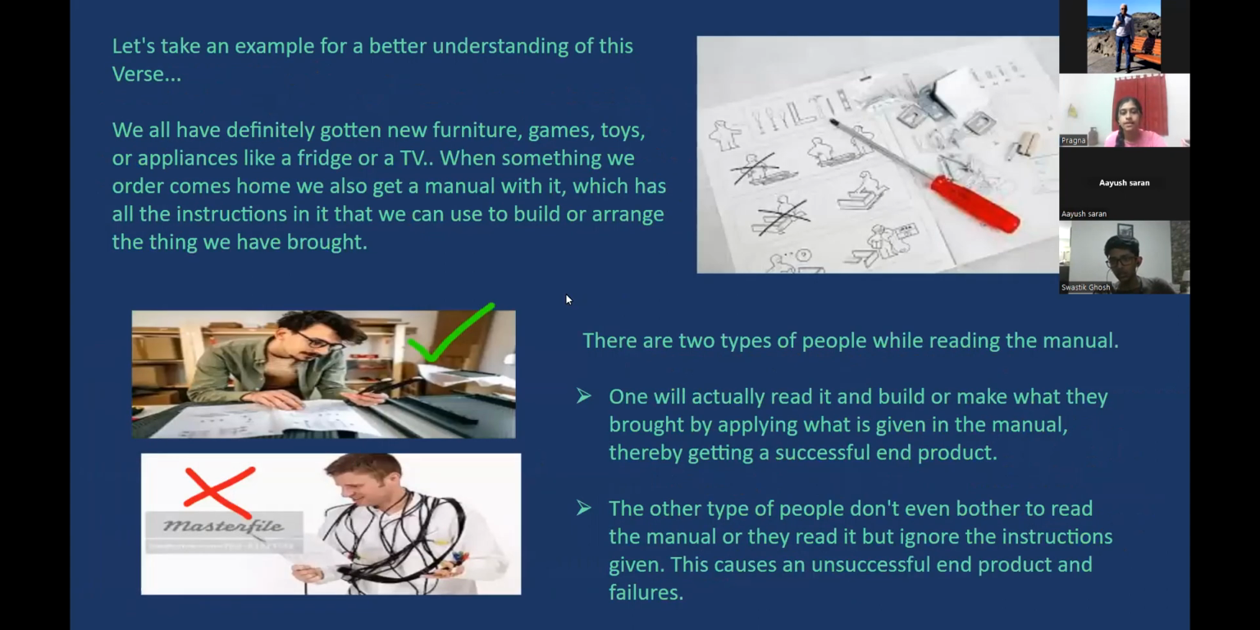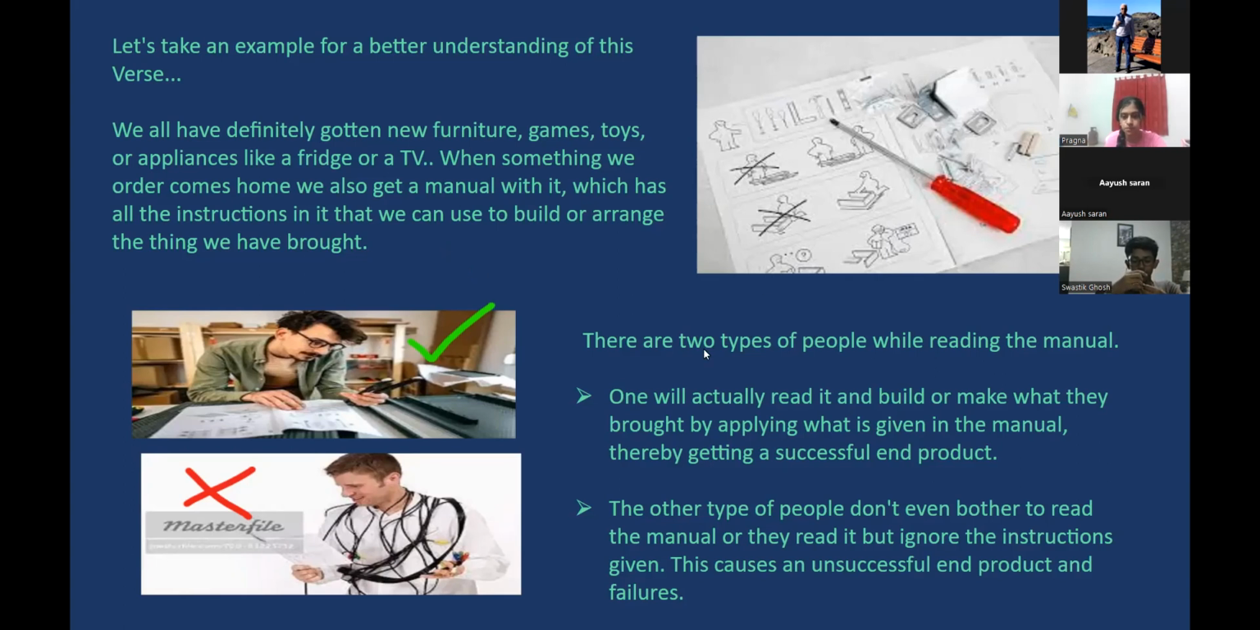Let me give you a simple example. Now that IKEA has come up, and even before, when we order something like any appliance, furniture, games, toys, anything, and it comes to our house, it always comes with an instruction manual. That basically has all the do's and don'ts, how to build it, what tools to use and everything.